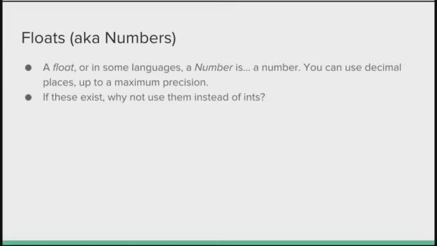It has decimal places. There's a maximum precision. And it's positive and negative, and you can do the same kinds of operations you can do with an integer on a float. And if you have these great things, then why don't you use them instead of integers?